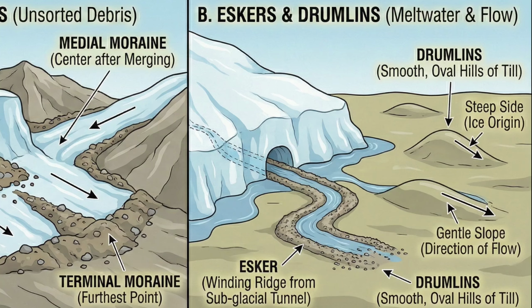Drumlins, smooth oval-shaped hills made of glacial till. They look like an inverted spoon or a basket of eggs. The steep side faces the direction the ice came from. The gentle slope points in the direction of flow.